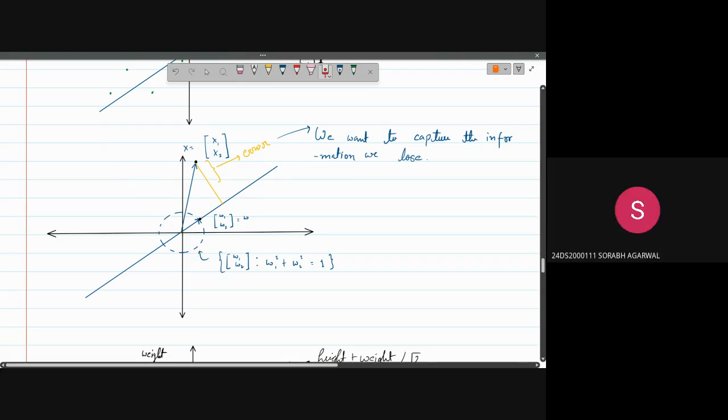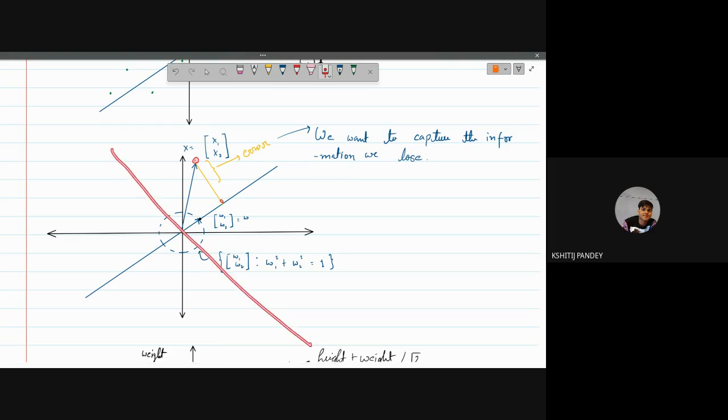So what is the error? The difference between the actual point and the proxy. But here, the actual point and proxy are both on the same line, so they are the same. So the error becomes 0. That's why we say after round 2, the error will be 0.